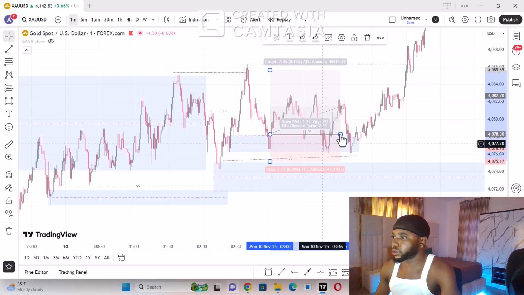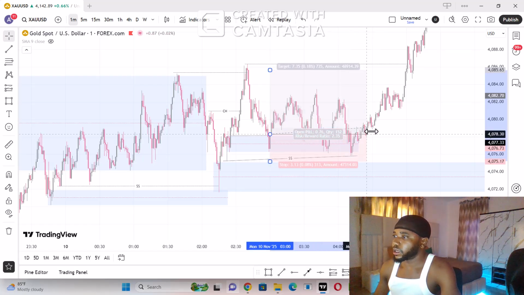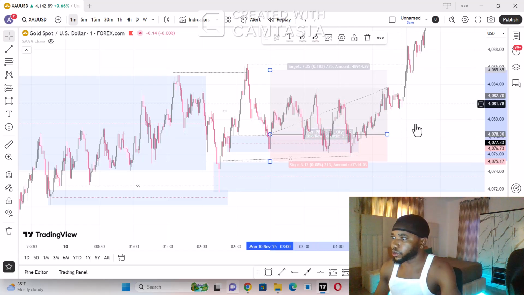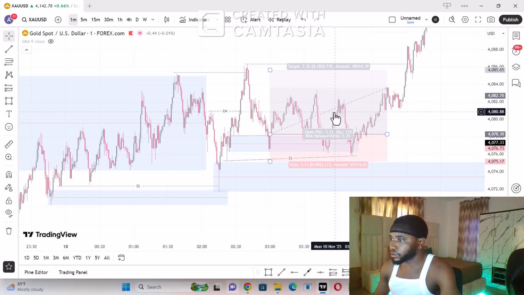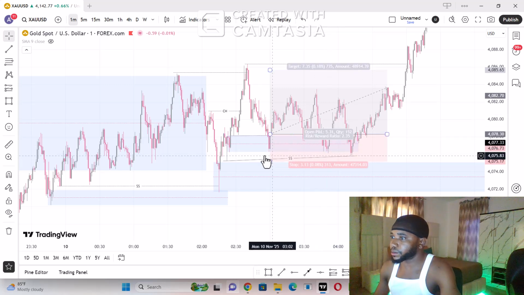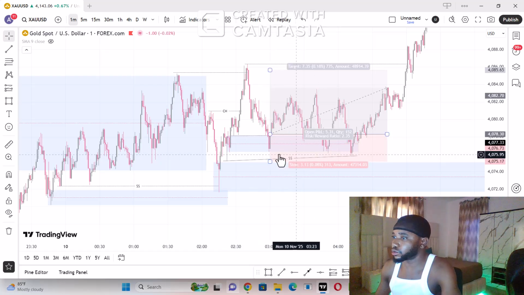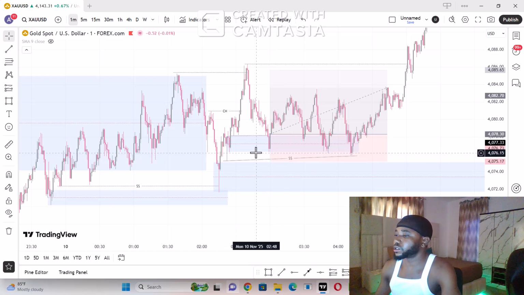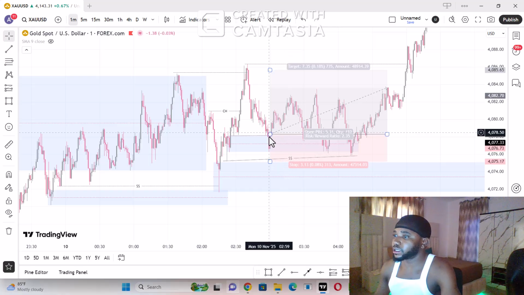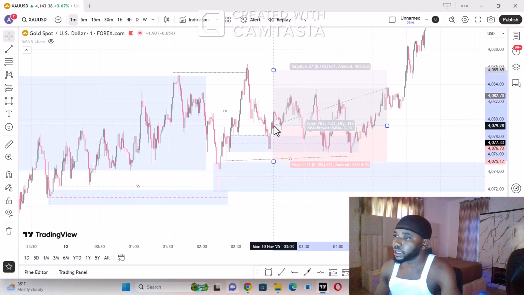I should have placed my stop loss right there and taken advantage, because all this movement took me out of the trade. I didn't expect the market, to be honest, to come back down to this area or to sweep this other block once again. I entered the trade right here after this candle close.